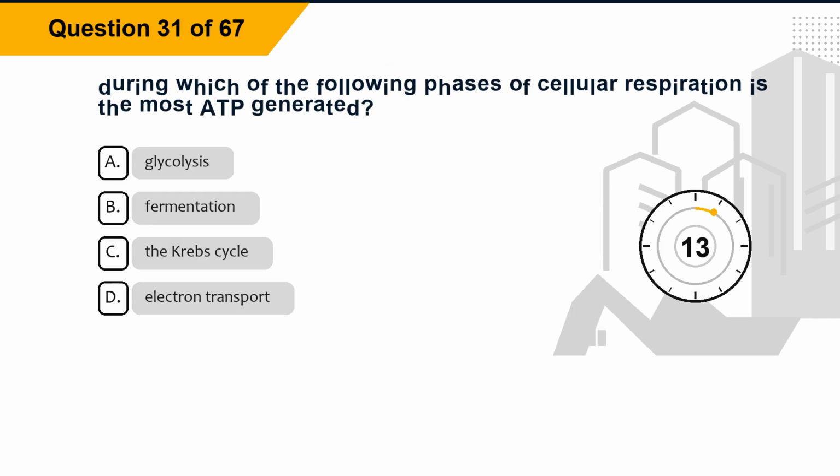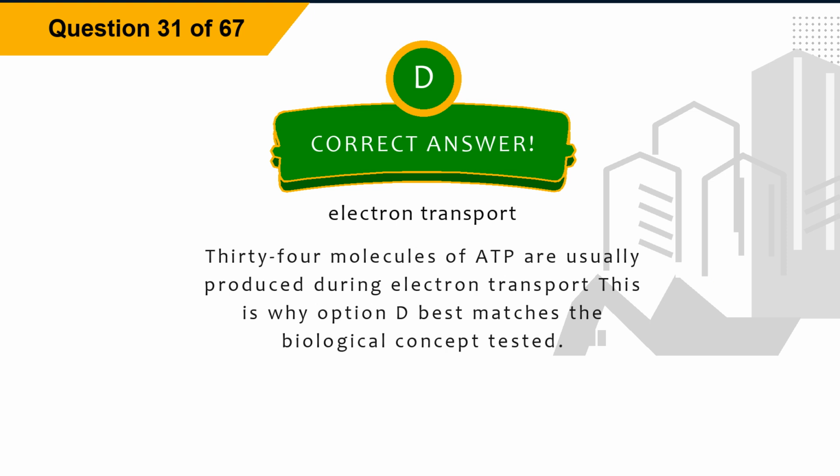Question 31. During which of the following phases of cellular respiration is the most ADP generated? Option A. Glycolysis. Option B. Fermentation. Option C. The Krebs cycle. Option D. Electron transport. The correct answer is option D. Electron transport. Explanation. 34 molecules of ATP are usually produced during electron transport. This is why option D best matches the biological concept tested.